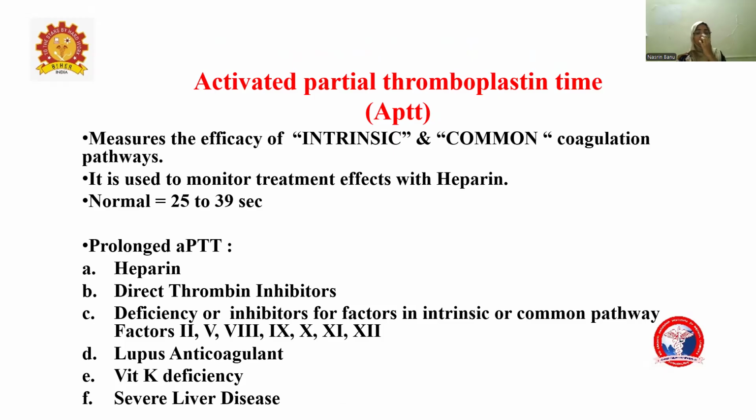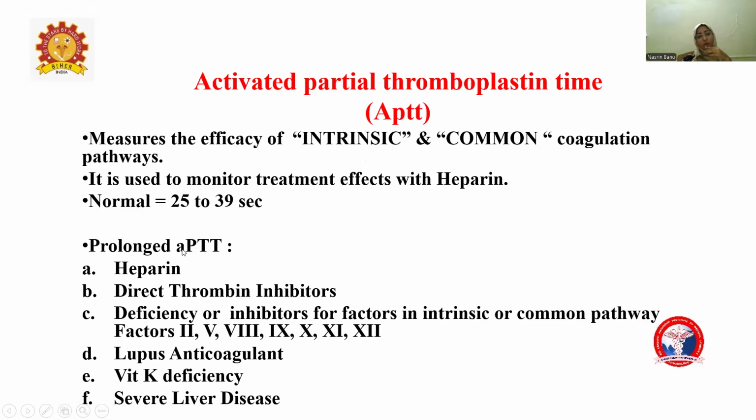The activated partial thromboplastin time measures the efficiency of the intrinsic and common pathways. It will measure both. It is used to monitor treatment effects with heparin. Those people who are receiving heparin or low molecular weight heparin, we have to give them this test, activated partial thromboplastin time. Normal APTT is 25 to 39 seconds.